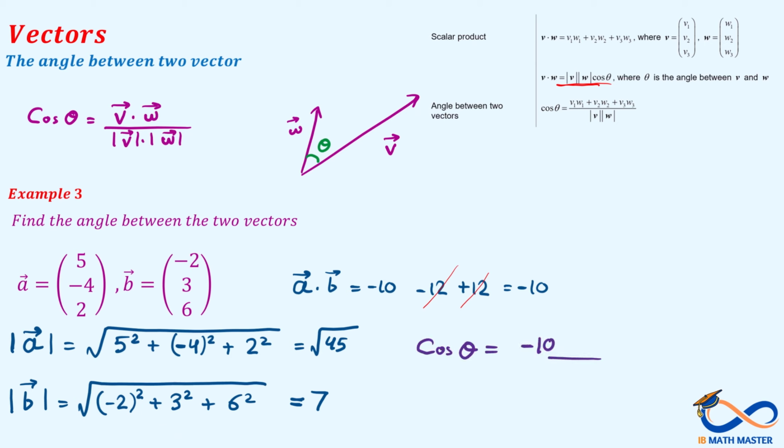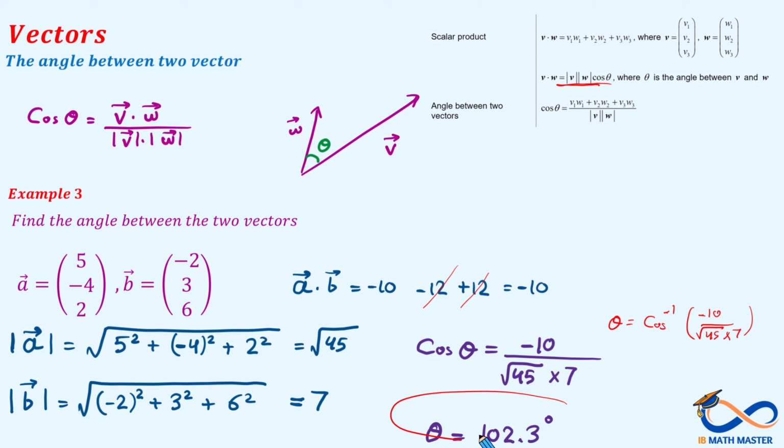Here we apply the formula now. Cosine theta will be the scalar product, which is negative 10, divided by the magnitude of A multiplied by the magnitude of B. If we find the angle theta using our calculator, we will have 102.3 degrees. In the calculator, we can just do that. Theta is equal to the inverse of cosine of negative 10 divided by the square root of 45 multiplied by 7. It will be 102.3 degrees.